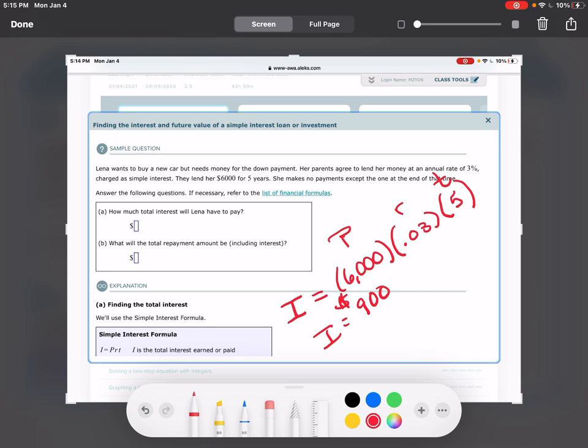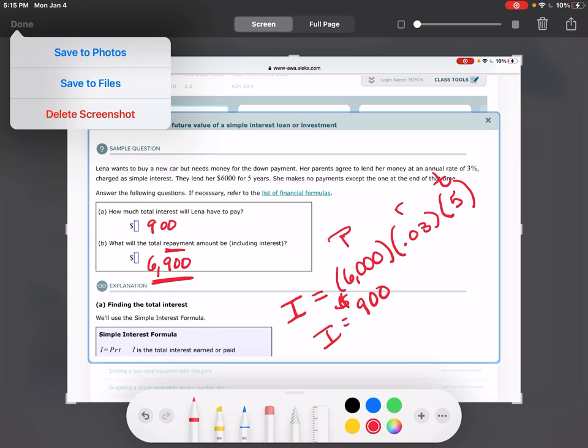So how much interest is she going to pay? $900. But what will be the total repayment amount including the interest? $6,000 plus $900. Okay, so she's actually going to pay that much to her parents. So her parents are going to help her out by helping her get the car before she actually has enough money to buy it for herself, and she's going to reward her parents by paying them 3% interest every year, which amounts to an extra $900 for her parents.